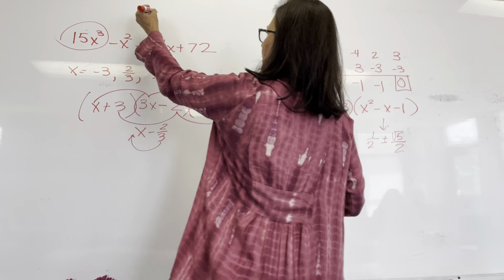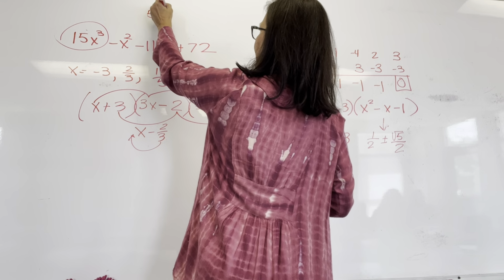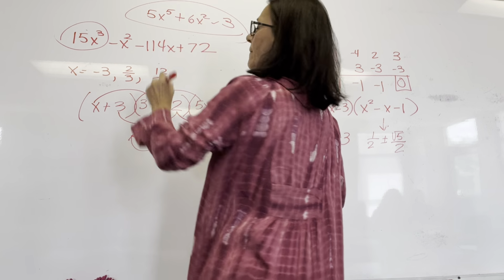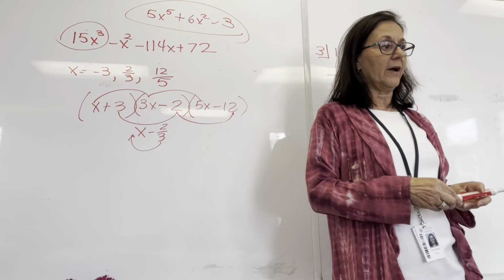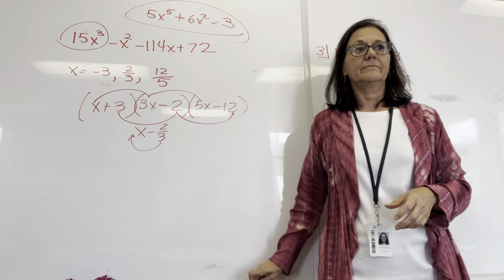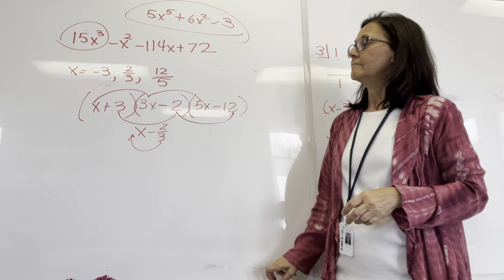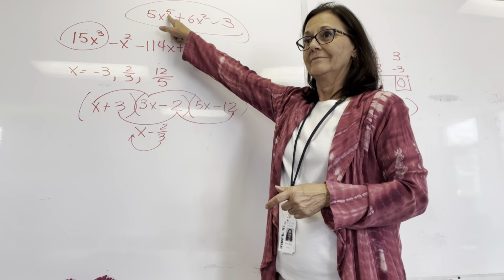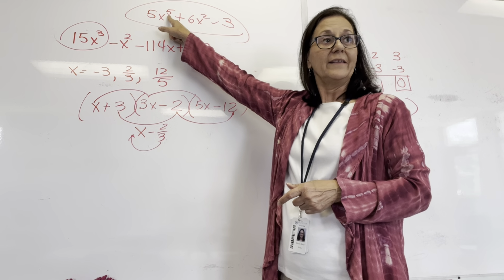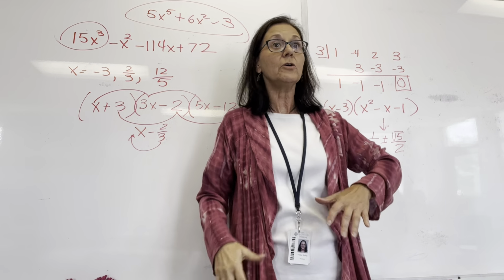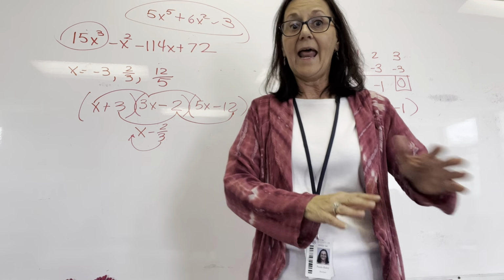So if I give you an equation that says 5x to the 5th plus 6x squared minus 3, what is the maximum number of zeros that we have? 7. Or wait, 5. The degree, the highest degree. Got it? All right, so this lesson is all about polynomials and zeros and how we get them.